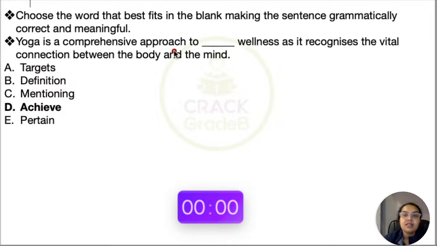A comprehensive approach to achieve wellness. To के साथ we want first form. Okay, so targets, definition, targets noun verb है but not in first. Definitioning not the correct part of speech. Pertain is to understand, but यहाँ पे एक ही आएगा.